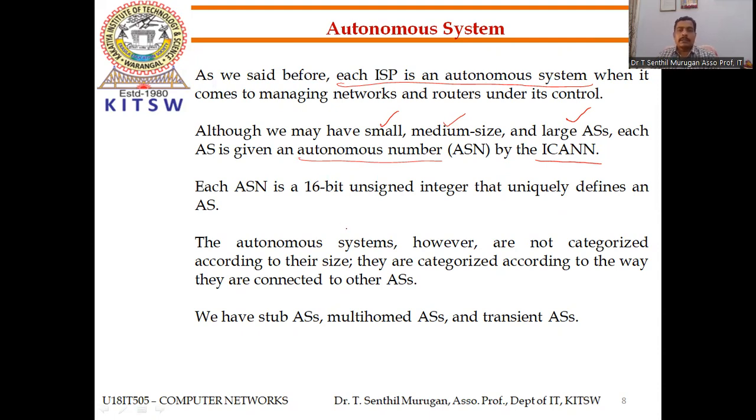They provide a 16-bit unsigned integer for the autonomous system. The classification of an autonomous system is not based on the number of systems or routers connected there, but on how it is connected. Based on that, it is classified into stub autonomous system, multi-homed autonomous system, and transient autonomous system.